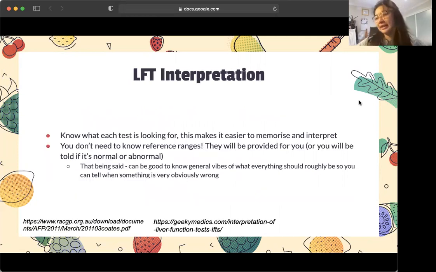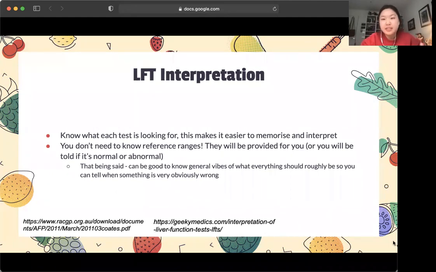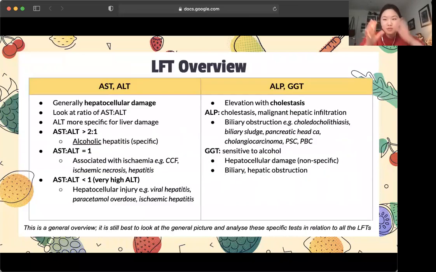So Heini, you're up. Great, LFTs. We love LFTs. As a general rule, just know what each test is looking for. You don't need to go into a lot of specific detail. That's more of a third year thing. It makes it easier to interpret and get what everything is talking about if you do know generally what's going on. You don't need to know reference ranges, by the way. They will tell you if it's high or normal. But if you want to be a smart cookie and know the reference ranges for yourself, then if they do give you values, you know if something's horrendously going wrong.